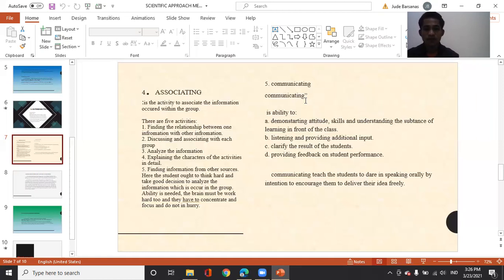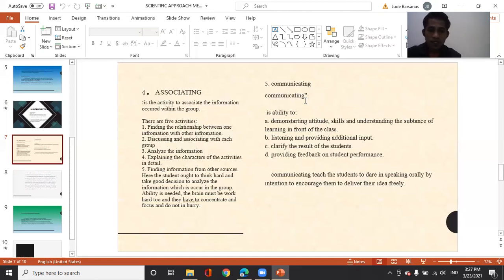And the last is providing feedback on students' performance. It means teachers should give feedback about the performance that they have conveyed in front of the class, so that the students feel, my teacher respects our performance. So it is a good way to build a good relation between the teacher and the student.